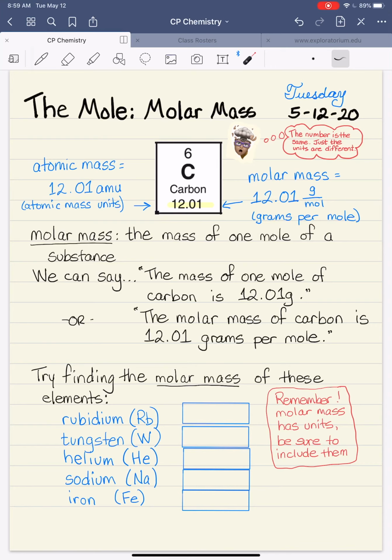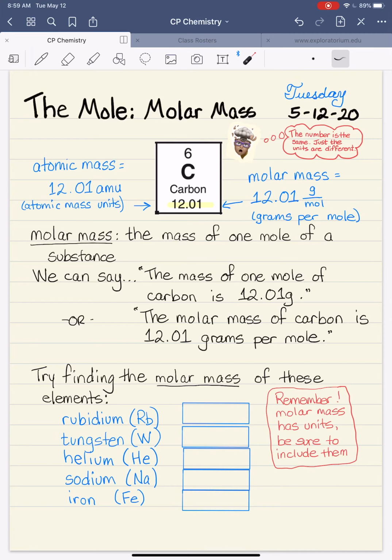So we can say the mass of 1 mole of carbon is 12.01 grams, or we could also say the molar mass of carbon is 12.01 grams per mole. So notice how I used units there properly. All right, now I want you guys to take a moment to find these, and I'll walk you through them.